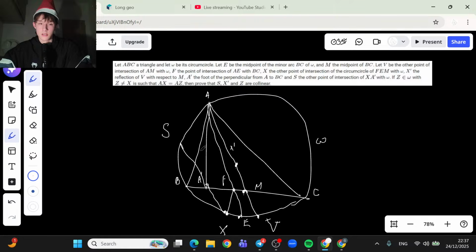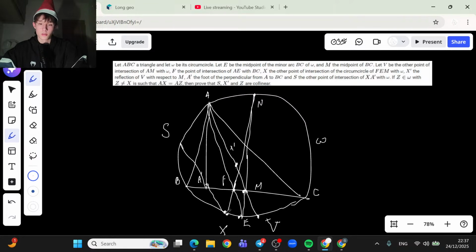And Z is on omega such that AX equals AZ. Show that S, X prime and Z are collinear. FMEX are collinear. Well, they're cyclic, so I know that if I draw ME like this, and I take the midpoint of the arc here, then these points lie on one line. The reason is just power of a point, N to BC, arc midpoint lemma, blah blah blah. Okay, that's the boring part.